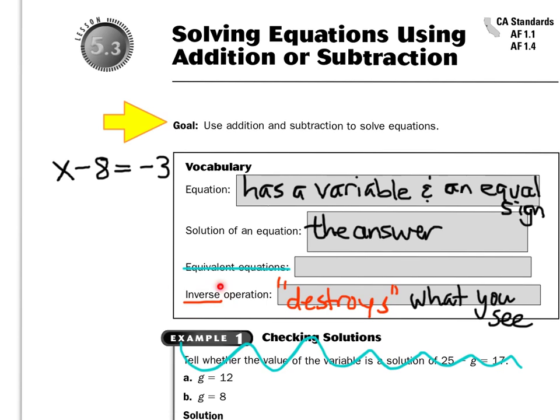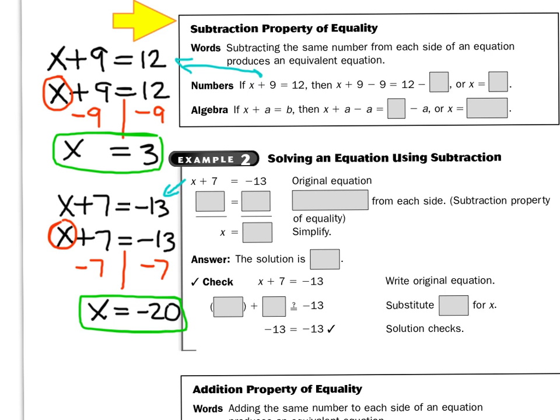But this is really important, the inverse operation. I want you to underline that in red. Inverse means it's something that destroys what you see. So you're going to see something on the paper and you're going to destroy it, okay? Okay, so let me show you how this works.